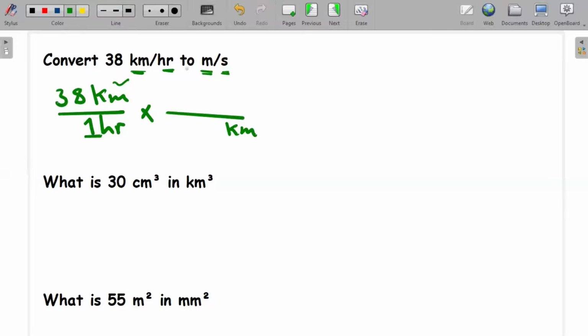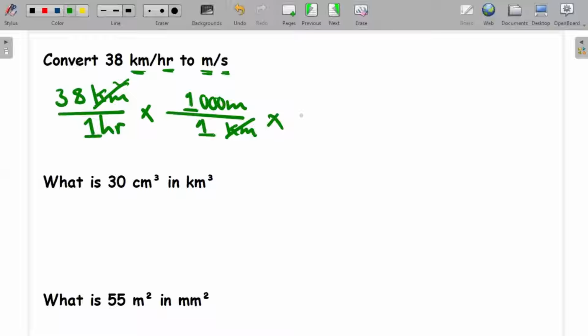So how many meters make up 1 kilometer? 1 kilometer is equal to 1,000 meters. This kilometer and that kilometer are going to cancel out. Then I'm also going to multiply this same equation with the conversion factor between an hour and a second.